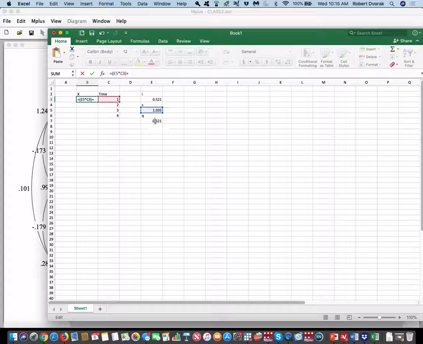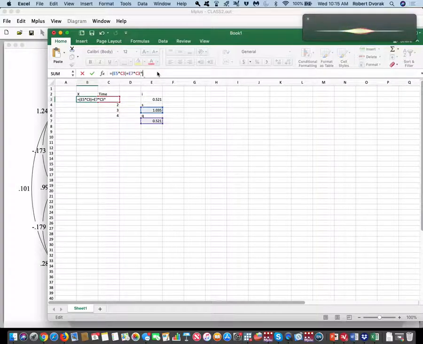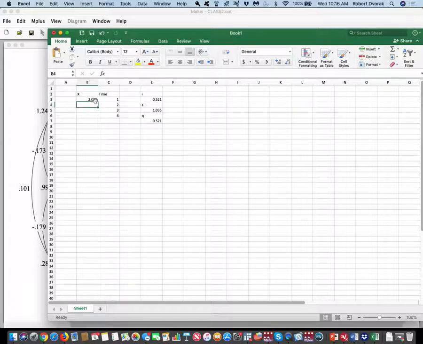Plus this times, it should be this, but it won't let me click in there, so I'm going to click here. Then I'm going to change this to C3 times C3 again, right? Plus this. Make sense?